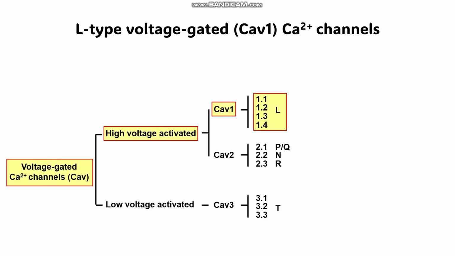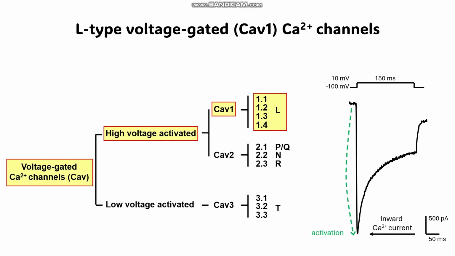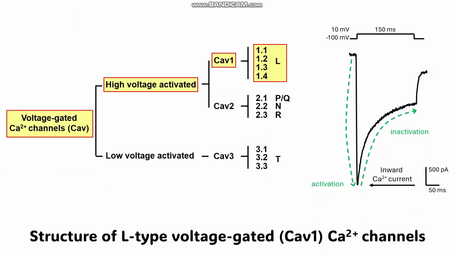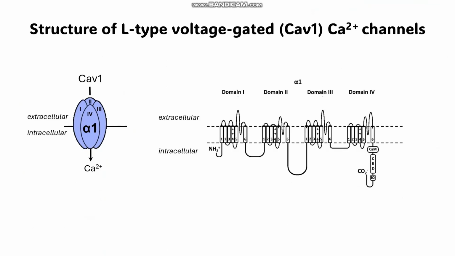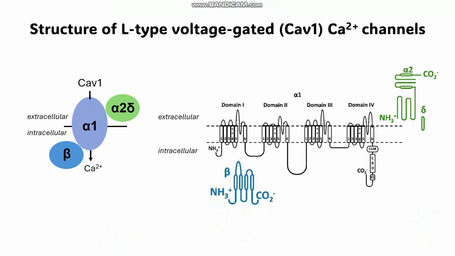L-type or Cav1 channels are members of the high-voltage activated calcium channel family. They activate at strong membrane depolarizations and inactivate slowly, producing a sustained calcium influx, hence the L for long-lasting. The core of the L-type channels is the alpha-1 subunit, which forms the ion-conducting pore and contains the voltage sensor. Channel trafficking and kinetics are fine-tuned by its beta and alpha-2 delta auxiliary subunits.